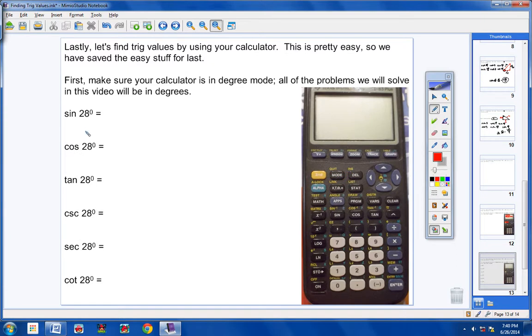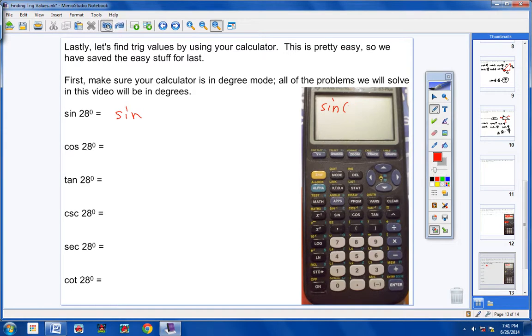Now let's find the sine, cosine, tangent, cosecant, secant, cotangent of 28 degrees. And of course, this is really easy. See your sine button right here? You simply just hit sine, and when you push that on your calculator, this is going to pop up on your screen, sine, and then a parentheses, and then type 28. And you don't have to close the parentheses. You can if you want to, but you don't have to. Just hit enter, and you're fine. Sine of 28, and you should get this right here.